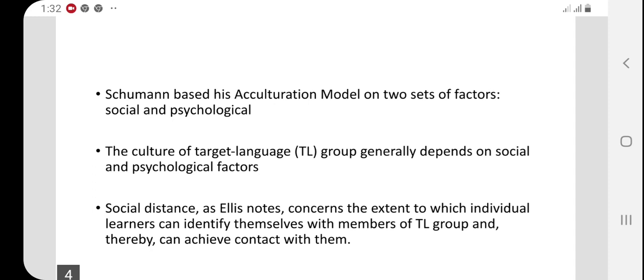The culture of the target language definitely depends upon social and psychological factors. Learners can identify themselves with the members of the TL, target language group, and can achieve contact with them. As I gave you the example, the migrant workers move from Pakistan to England, they start living there, so they develop a contact with them, a working relationship with them. And once the contact is developed between the migrant workers and the ethnic majority language group, then a process of acculturation, adopting yourself to new culture, starts.